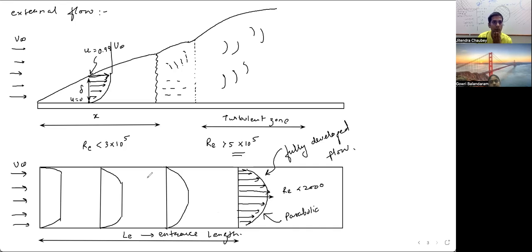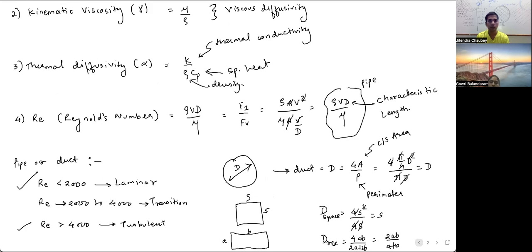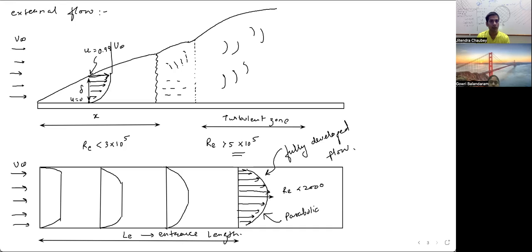So I hope you understood what is external flow, then internal flow, the zones in the boundary layer, and then entrance length in a pipe. These are some important parameters you must know for your numericals. So this was about the Reynolds number. The Reynolds number is a parameter which signifies how the flow would be, either flowing on the surface or flowing inside the pipe.